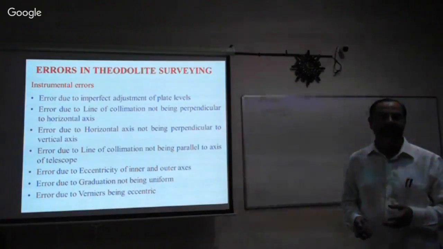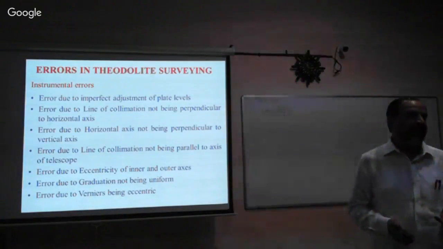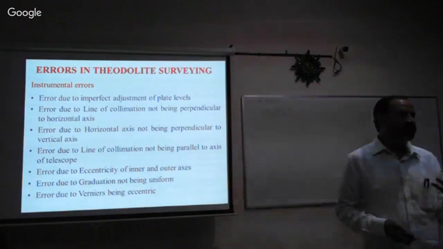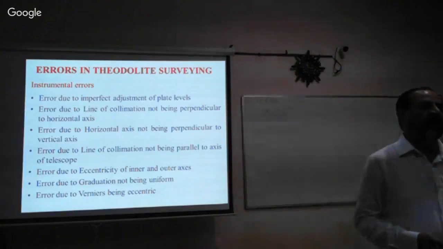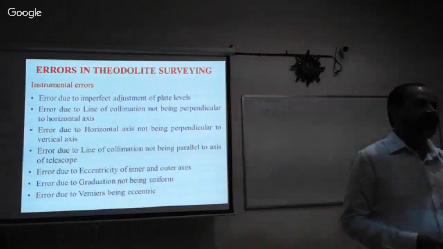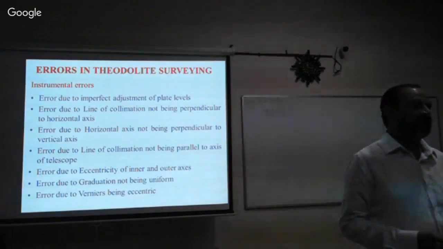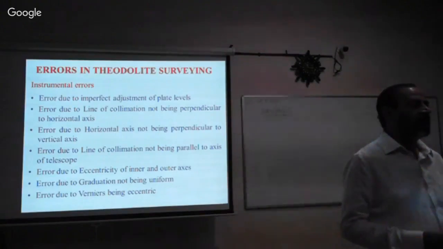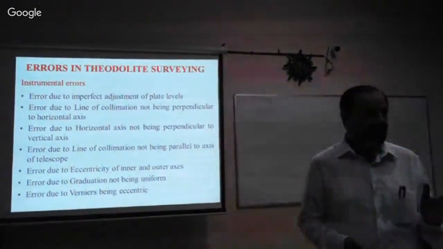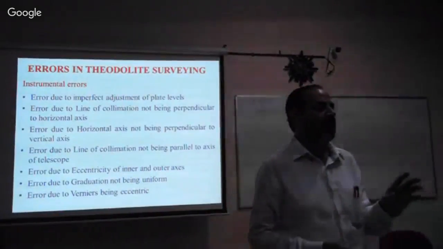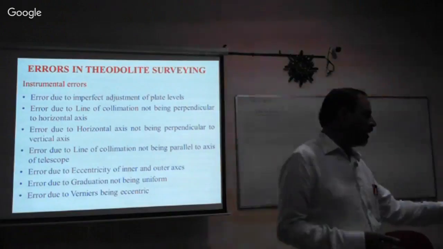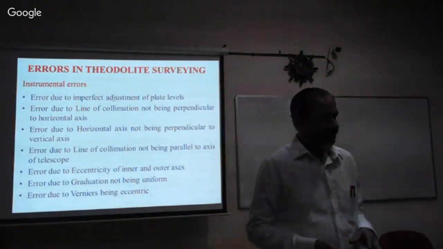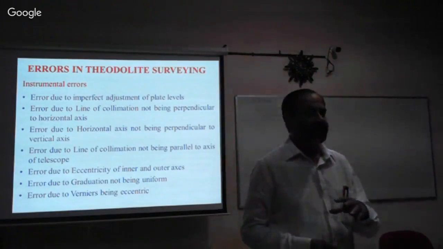We have discussed the errors in theodolite. In the previous classes, we have understood the theodolite, the construction of the theodolite and its various parts, like the telescope, the horizontal circle, the vertical circle, then the leveling head. We have discussed the entire instrument. We understood the theodolite.